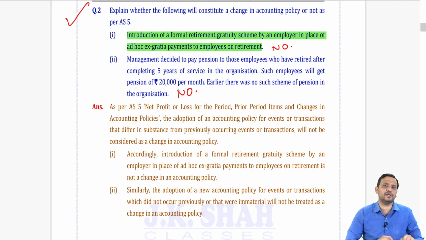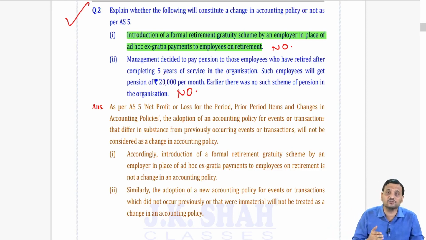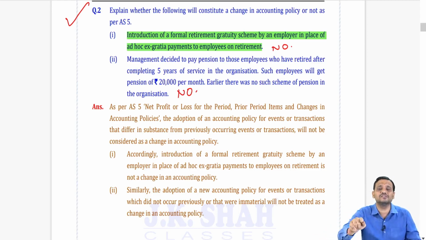What does our AS5 say? AS5 says adoption of a new policy for a transaction or event which in substance differs from the transaction or event which was happening in the past, or an adoption of a new accounting policy for events and transactions which never used to happen in the past. If you are adopting a new policy for such a transaction or event, it will not be considered a change in accounting policy.